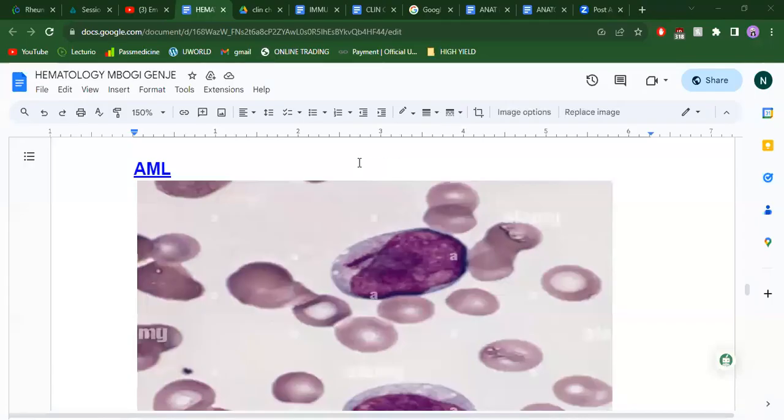I hope you can see this. So basically, this is a cell, and you will be told to identify this. If you see such a cell, you look at the Auer rod. That's the one that will show you what the cell is. So if you're told to identify the cell, which cell is it? You can write your answer in the chat.